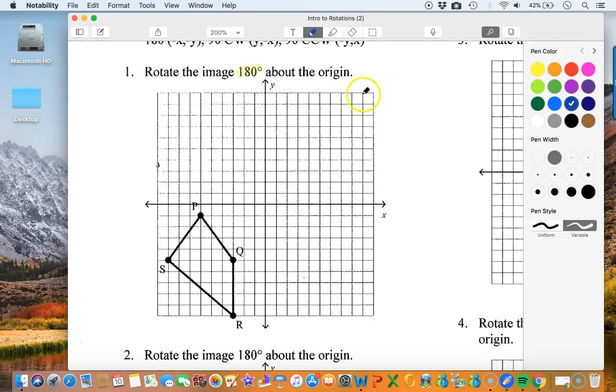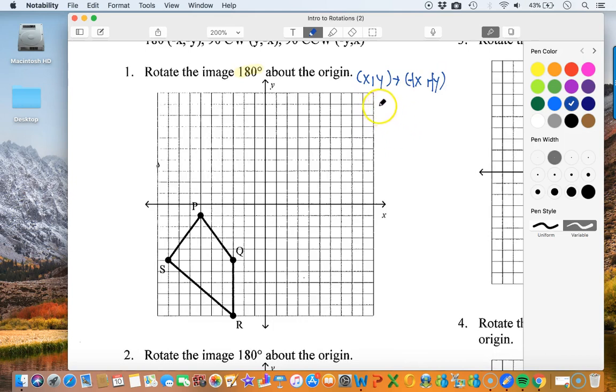The next thing we want to do is figure out what rule we need to use. Now, since they're telling us that we're going to rotate 180 degrees about the origin, the rule is this. I'm going to take my x and y values for all my points on my pre-image, P, Q, R, and S, and I'm going to multiply each one of those points by a negative 1. So this would be negative 1, and this will be negative 1. So what does that mean?